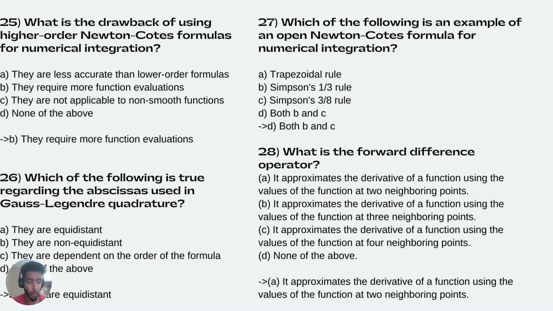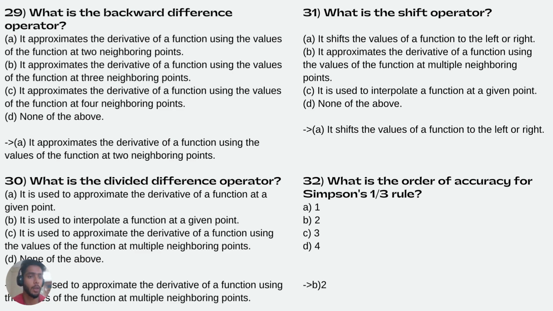What is the forward difference operator? The forward difference operator is used in performing the Newton forward interpolation. It is used to find the value of the next neighbor. Hence, going by the options, I think A is correct because it is clearly mentioned that it approximates the derivative of a function using the value of a function at two neighboring points, which is basically the definition for forward interpolation.